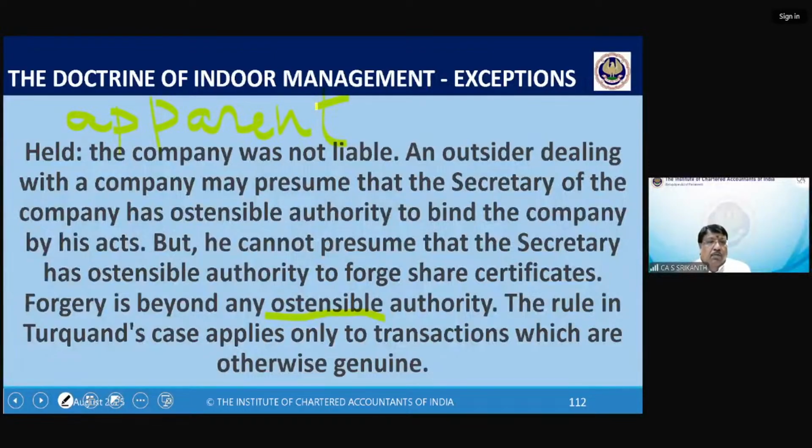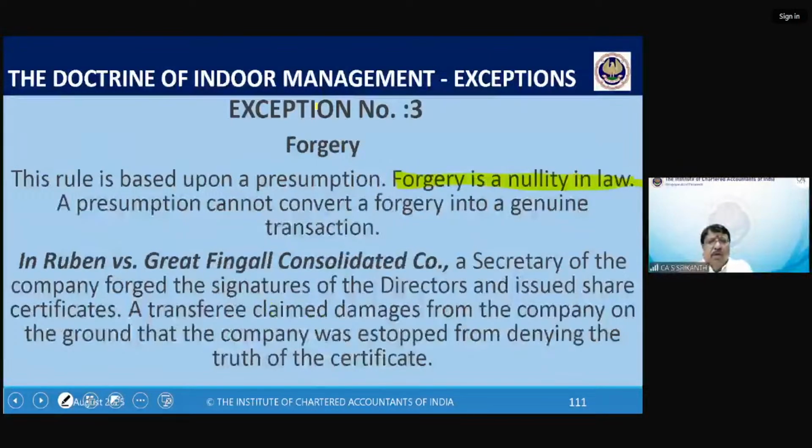But not to forge. I'm a third party. How can I know forgery? So I should verify. So how to do it? I have to verify with some other signatures and verify and then only. Okay. So forgery can never become genuine. You cannot justify a forgery through the doctrine of indoor management. The minute you say a forgery, the third party has to protect himself. He has to ensure that he took care.